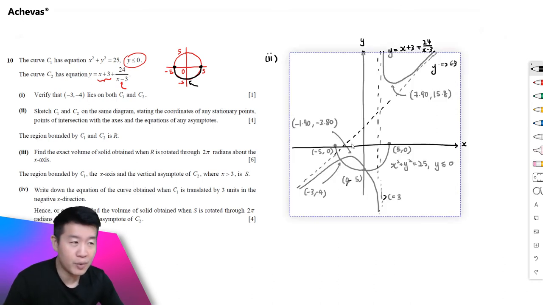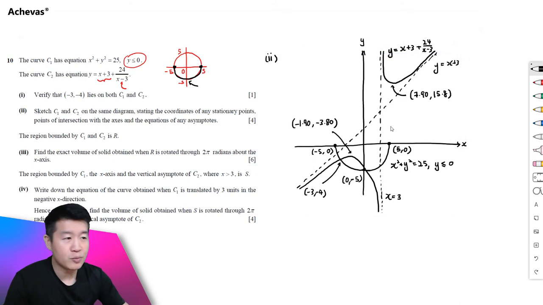Okay, so these two points here, they are endpoints. That is why they must come with solid or hollow dots. And you should indicate the coordinates of all the endpoints. And again, I want to repeat, this is regardless of whether you are doing it for a parametric or a Cartesian. As long as a graph has an endpoint, you must indicate.